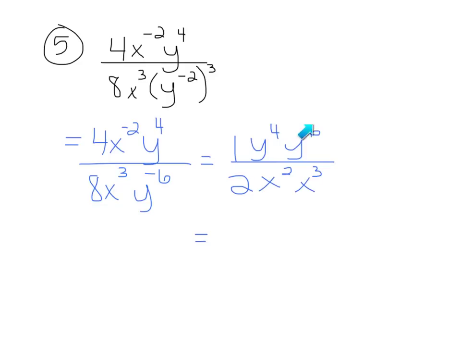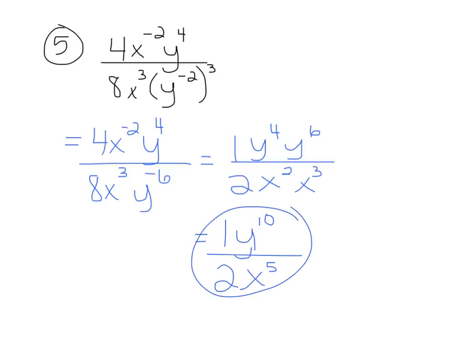Okay, now once again, we have both y's on the top, so it's being multiplied, so all we have to do is add the exponents in this case. So y to the 10th, we can write the 1 out front there. And then same on the bottom, both x's are on the bottom, so we just add the exponents to get x to the 5th, and you are done.